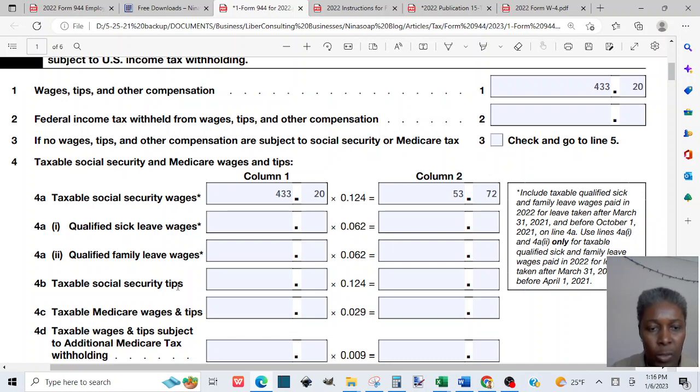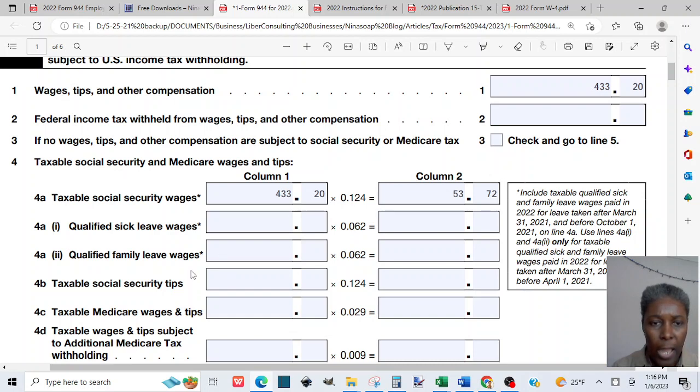That's about social security tips. So if your employer collected tips, you put that tips amount in column 1 and 12.4% in column 2. So on tips, you collect 6.2% social security tax from the tips, and your business will pay 6.2% as well towards social security tax.